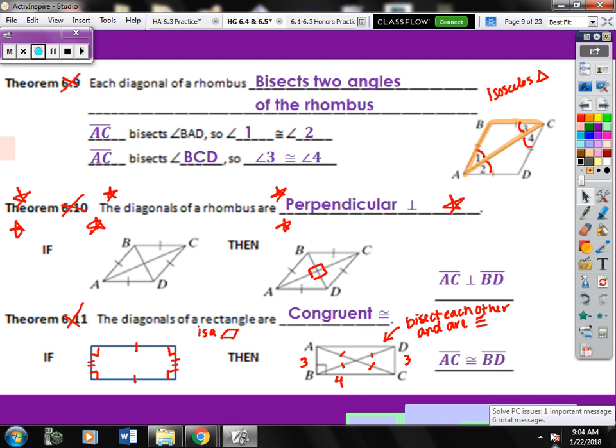What type of triangles are then formed within our rectangle? What type of triangles do we see in there?